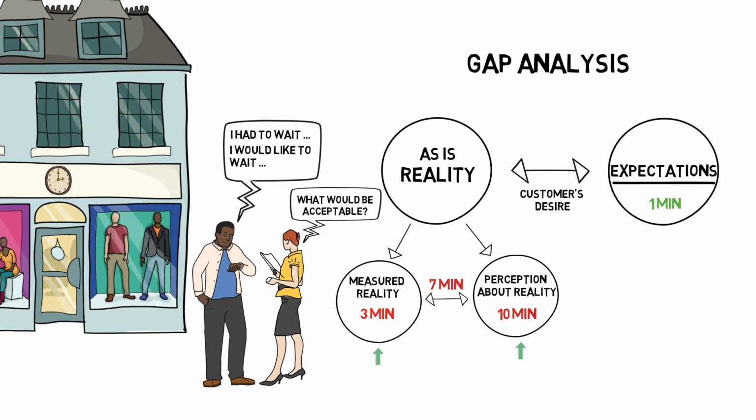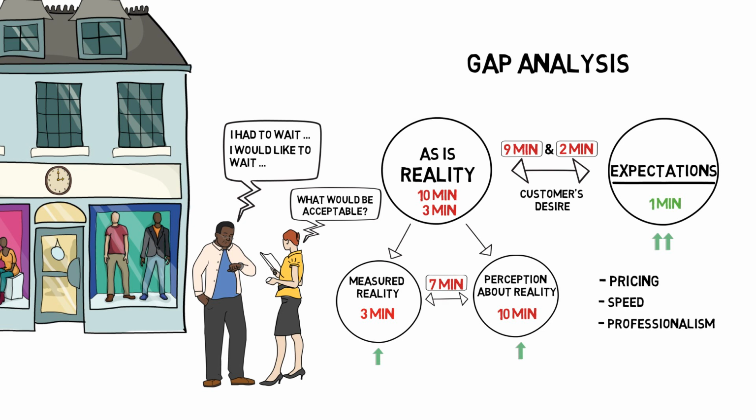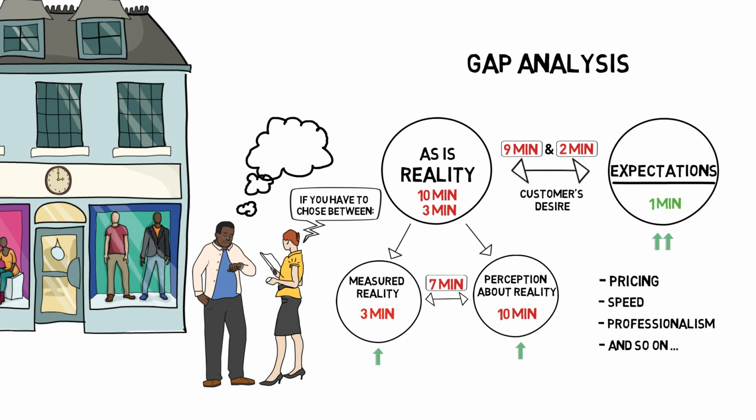So, now you have a gap between customer expectation and his perception about reality of 9 minutes, which needs to be solved, and another gap of 2 minutes between expectation and measured reality. Are improvement ideas going to be different depending on the gap you try to address? We ask about the relative importance of each assessed dimension in order to understand how to reach the highest impact with the resources at hand. So, we can ask the customers, if you would have to choose between waiting in line for 3 minutes and having lower prices by 10%, what would you prefer?